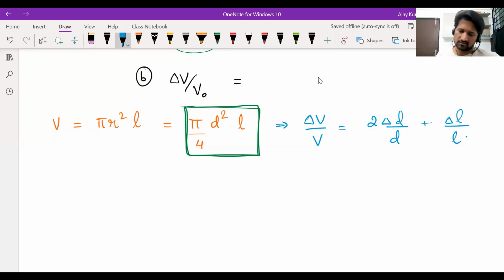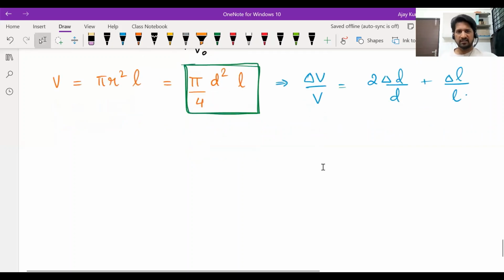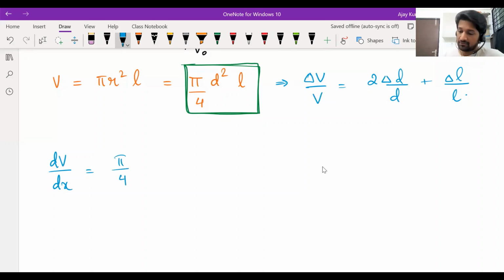Suppose you didn't know this, you will have to use calculus. As I said, you can use differentiation to relate small changes between quantities. Now volume depends on diameter as well as length. You can't write it only in terms of length or only in terms of diameter. Okay. So differentiate this equation with respect to some random variable x. So the left hand side becomes dV by dx. On the right hand side, pi by 4 is a constant. You have to differentiate D square L, both of which are variables. Length changes, diameter also changes.